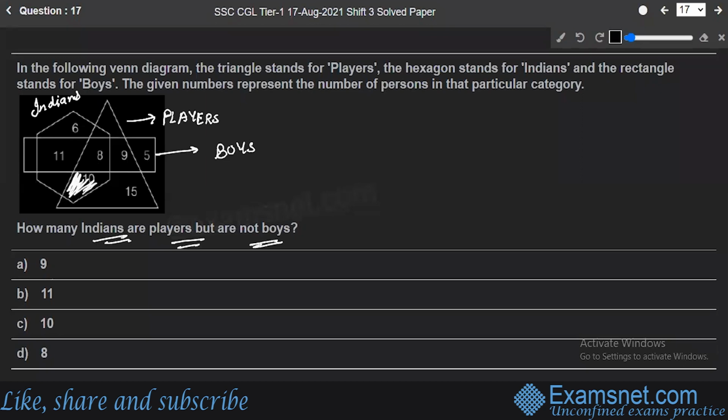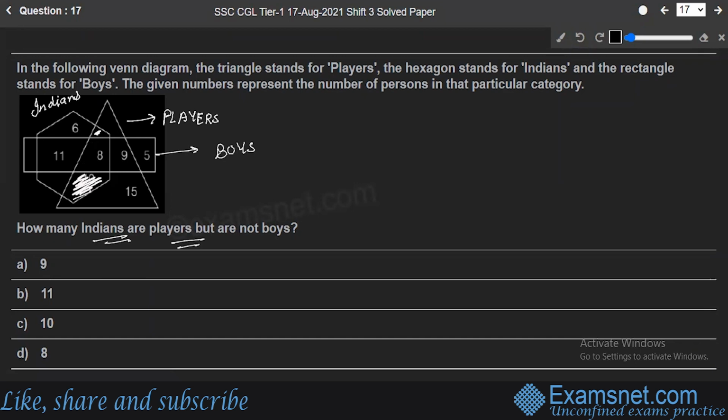See here, this shaded portion. If you look at it carefully, this shaded portion does not contain boys. This part of the hexagon is Indians as well as players. But the question was, you don't need the boys in this, right? So the part which will not contain boys is this one.